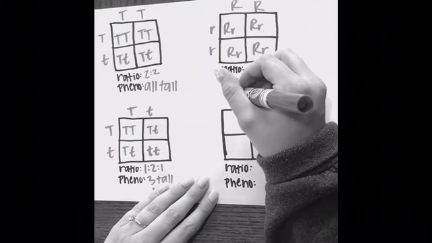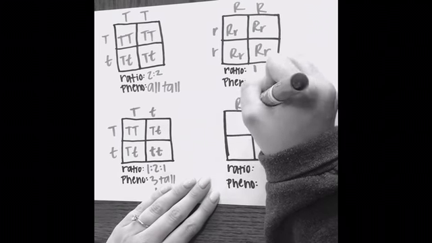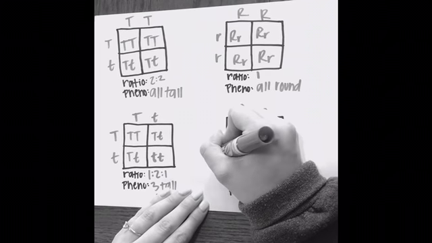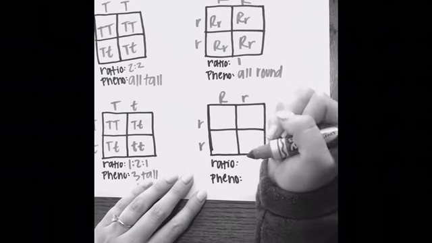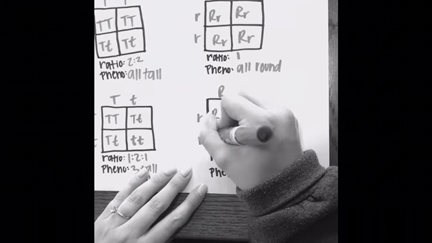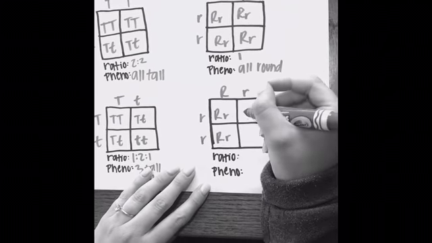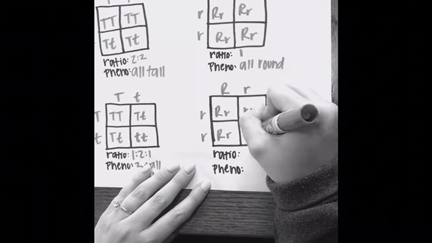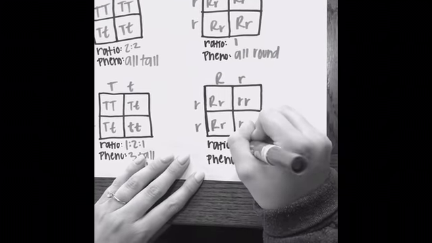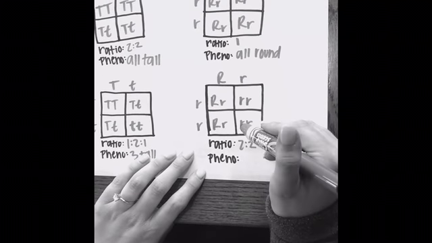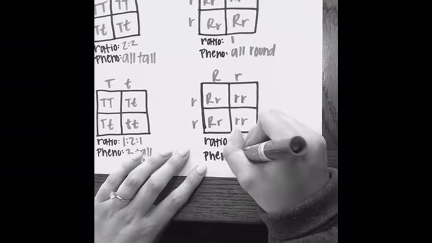And for our last cross, 1 parent is going to be heterozygous for round seeds and then 1 is going to be homozygous for wrinkled seeds. 2 of the offspring are going to be heterozygous for round seeds and then 2 are going to be homozygous for wrinkled seeds. Here, our ratio is 2 to 2, with 2 being round seeded and 2 being wrinkled seeded as the phenotype.